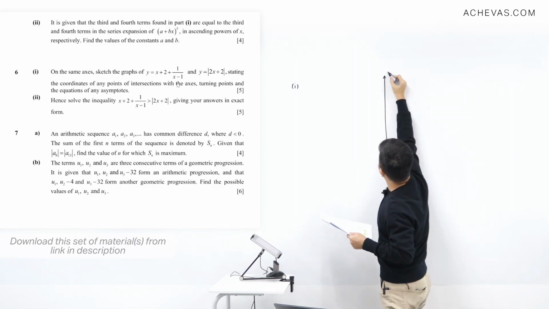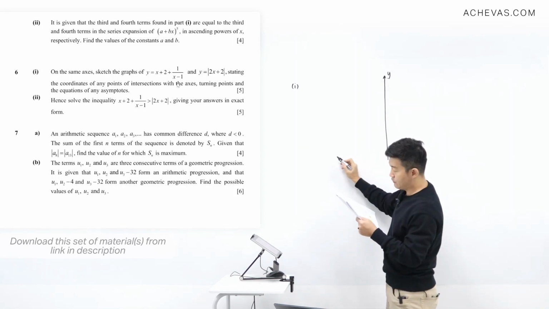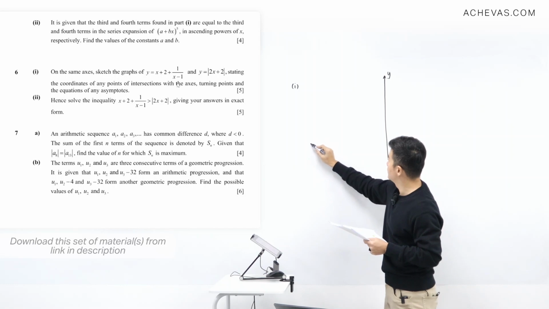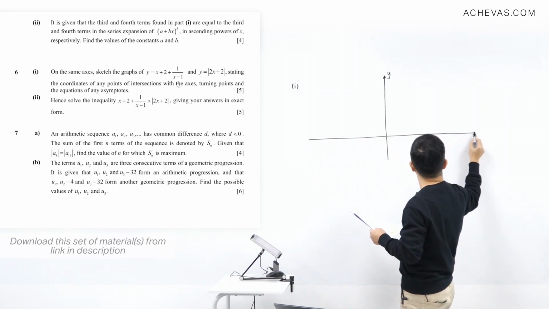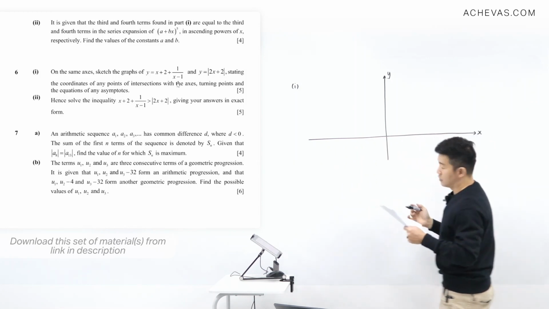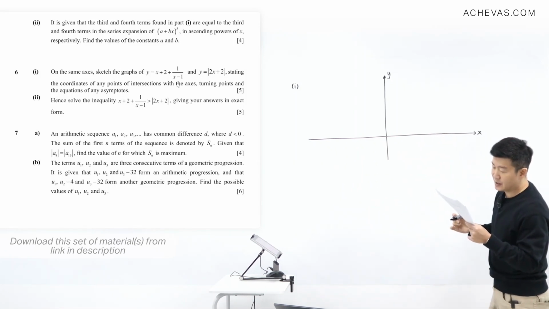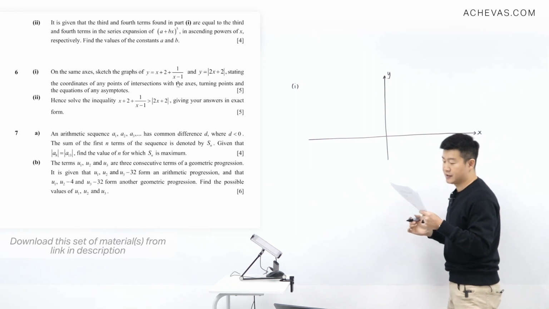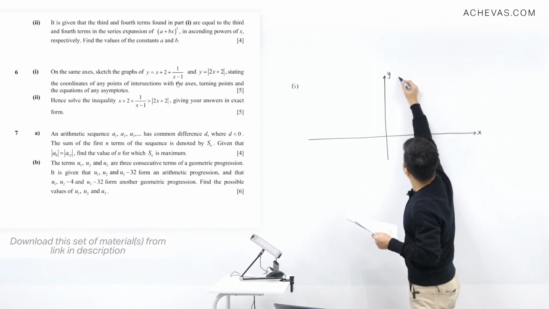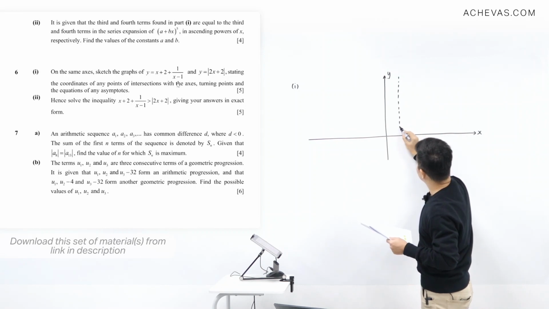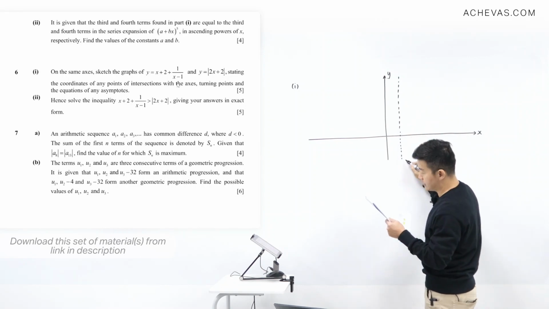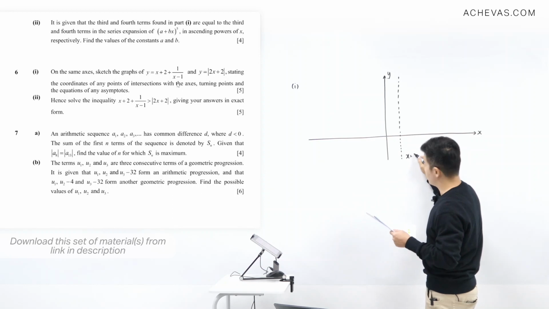So let's say this is the y-axis, and for the x-axis, let me sketch it here. Okay, we have the y-axis and x-axis. Let me sketch the vertical asymptote, x is equal to 1. I'm going to use a dotted line to sketch the vertical asymptote. This is x is equal to 1.